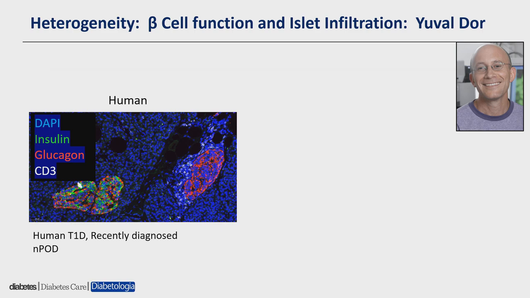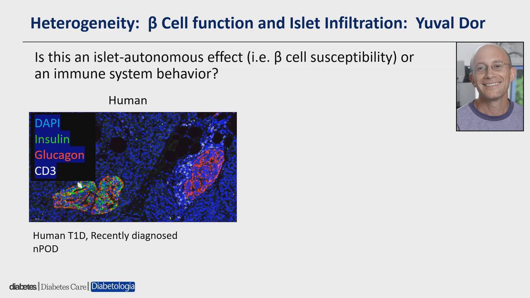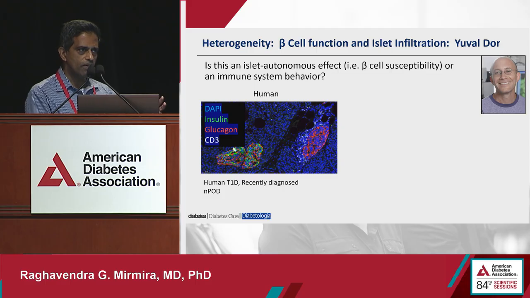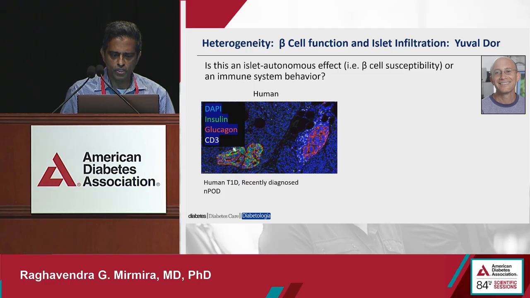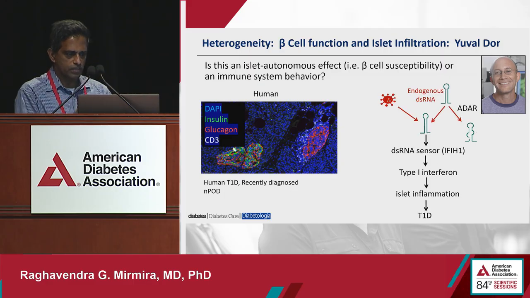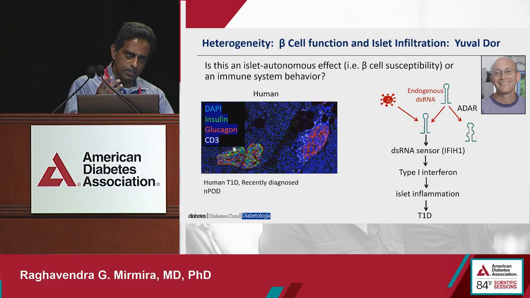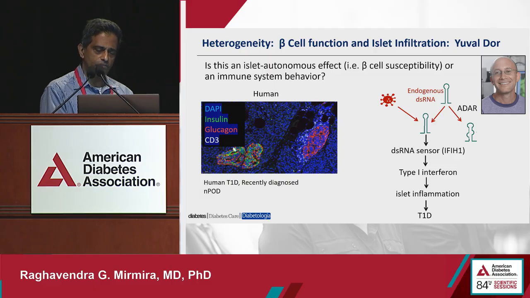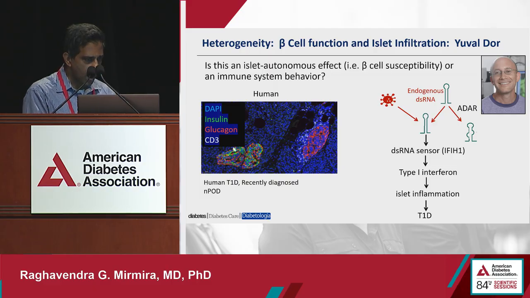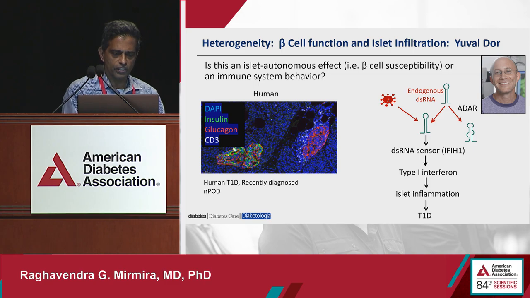So he asked, is this heterogeneity a feature that is autonomous to the islet or the beta cell? Or is it some aspect of immune system behavior that recognizes one islet versus another? And the way he approached it was looking at interferon signaling. Because again, as I said earlier, we believe that these interferons probably signal very, very early in the disease, perhaps as a result of a viral infection.